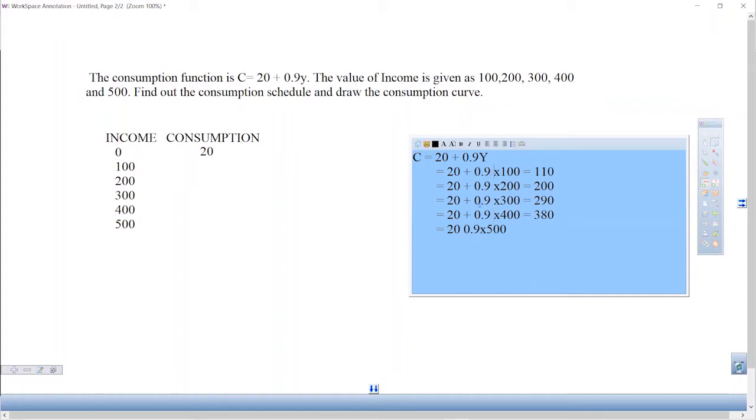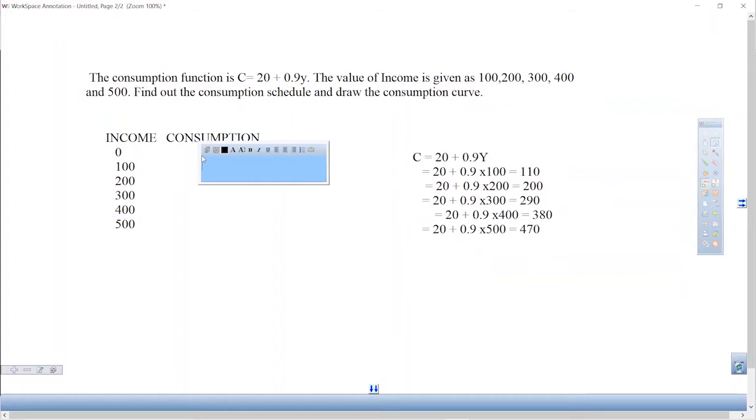So it is not x, it is a multiplication symbol I am giving. Okay, don't misunderstand it as x. Yes, it is 470. So now we know the various levels of consumption. Let us copy it to this side. When income is 100, consumption is 110. Then it comes to 200, 290, 380 and 470.